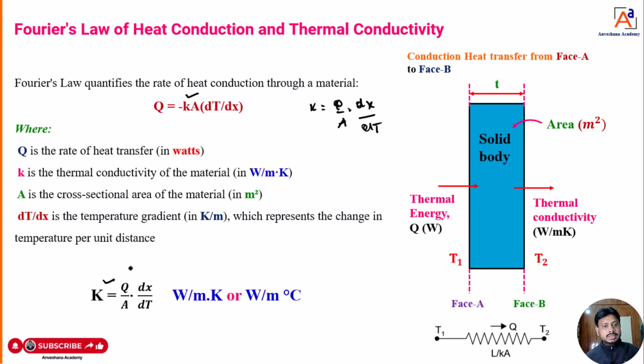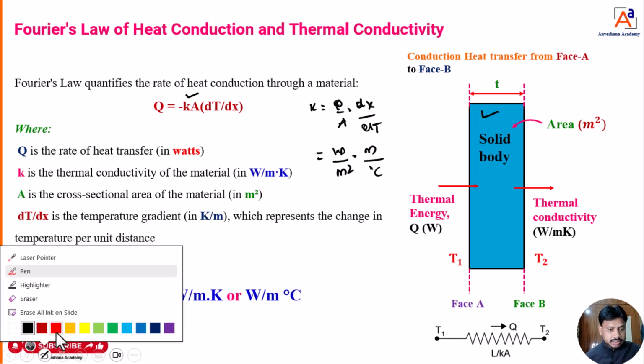By modifying Fourier's law of conduction equation, I can calculate the thermal conductivity for the given metal rod. What is the unit for thermal conductivity? Q is in watt, which we know already. The unit for area is meter square. The unit for dx, the thickness of the plate, is meter. For temperature, we can take degree Celsius or Kelvin.